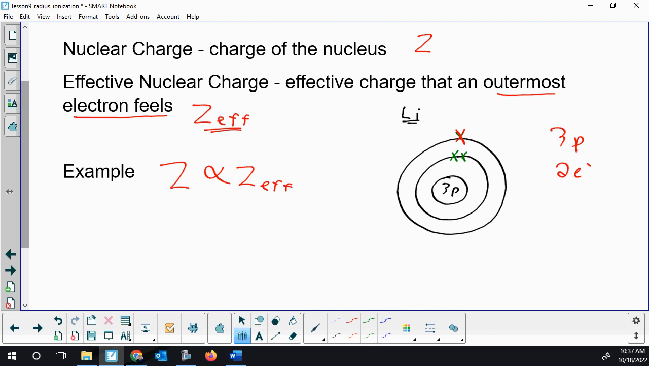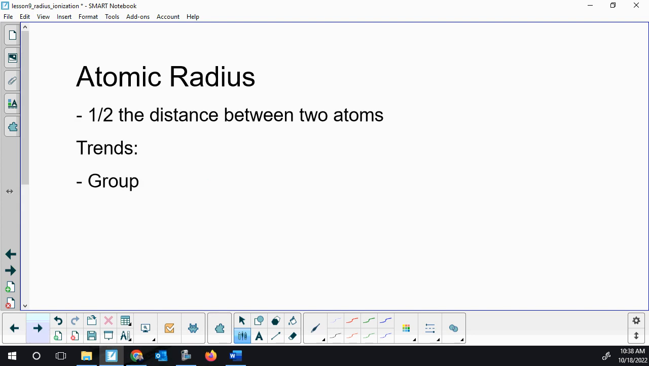So if we're comparing hydrogen and helium, hydrogen has a Z of 1, helium has a Z of 2, and that's really all we need to know. There's going to be a greater pull on the helium outermost electrons than the hydrogen with double the Z. So let's look at group trends, which is easier, and then period trends where I need to slow down a little bit. So atomic radius.